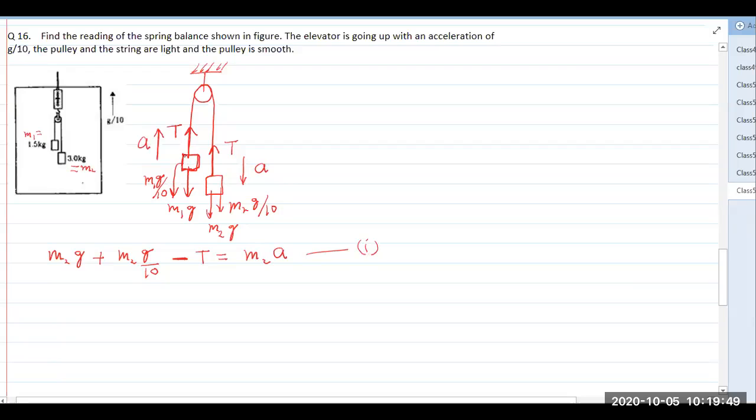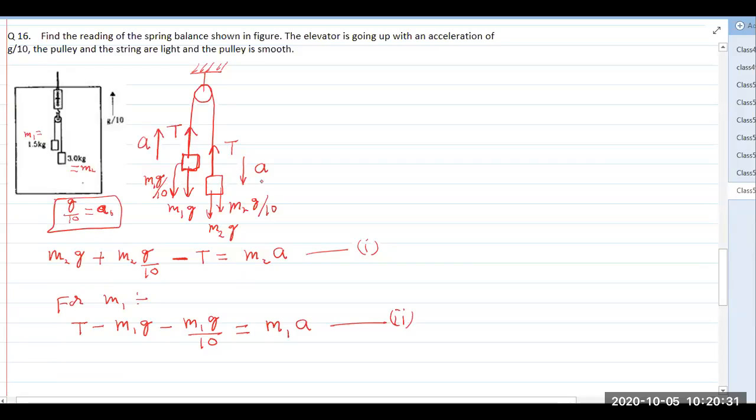And similarly for the second object, m1, since the other is going down, this will go up. So tension upward minus m1g downward minus m1g by 10 downward is equal to m1a. So that is equation 2. In this way we can write these two equations. How to solve this? Here you can see the acceleration of the lift, that is g by 10. The g by 10 is a0, the acceleration of the lift.